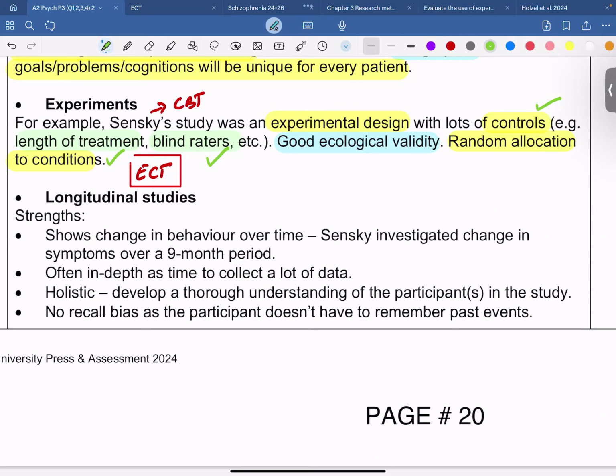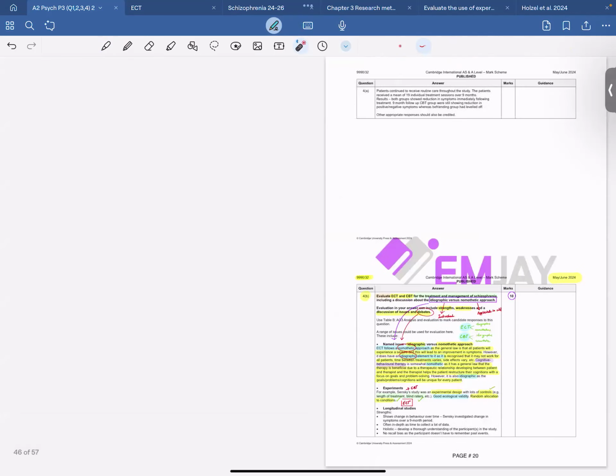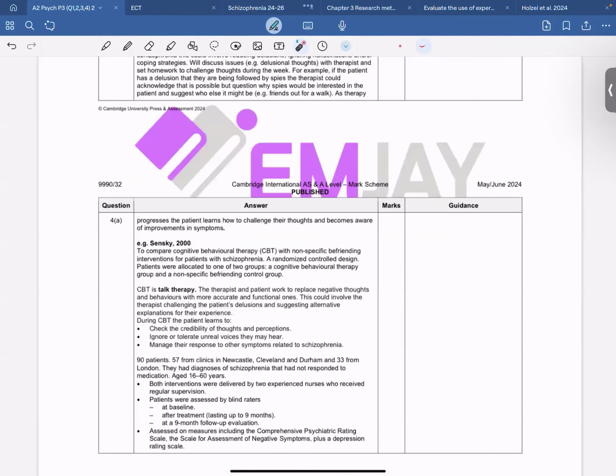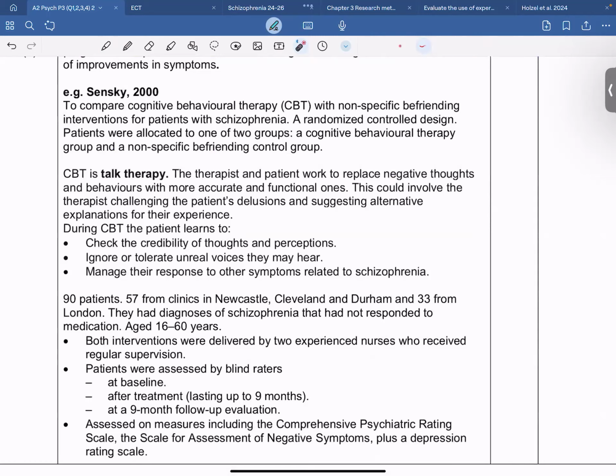At the same time, this particular study had good ecological validity, right? Because this study was conducted on real patients. At the same time, when you are randomly allocating participants to different conditions, that removes the chances of researcher bias affecting the research, and it adds on value to the research. But then again, for you to evaluate in terms of experiment, you should be well aware or well acquainted with the syllabus.